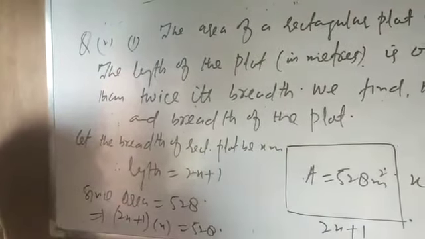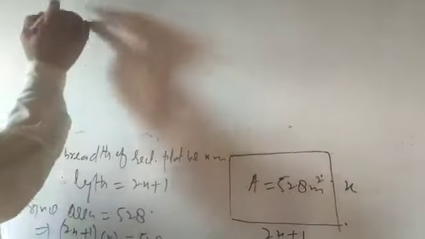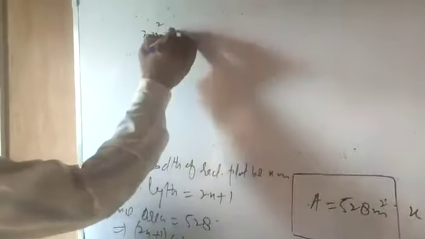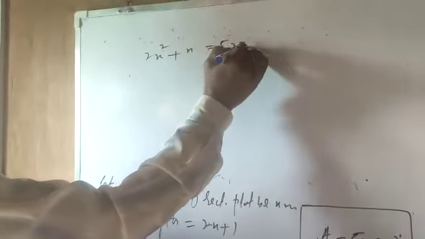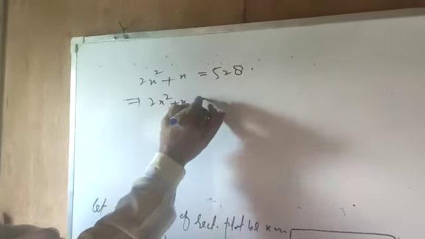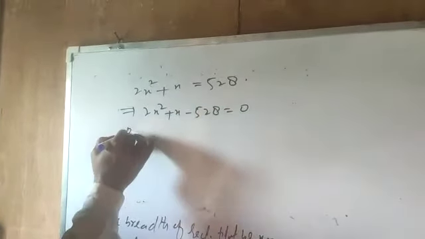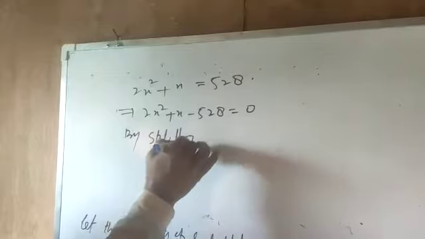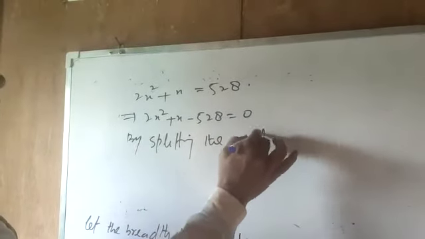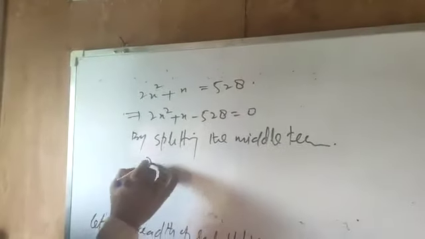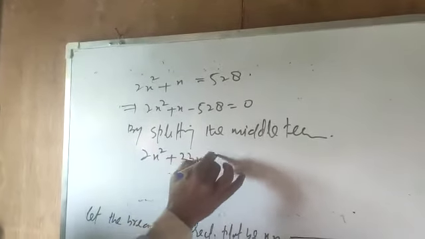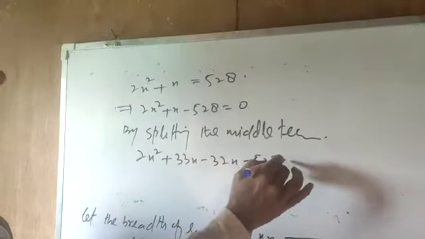Try to form a quadratic equation first of all. I can write 2x square plus x is equal to 528. So I can write 2x square plus x minus 528 is equal to 0. By splitting the middle term: 2x square plus 33x minus 32x minus 528 is equal to 0.